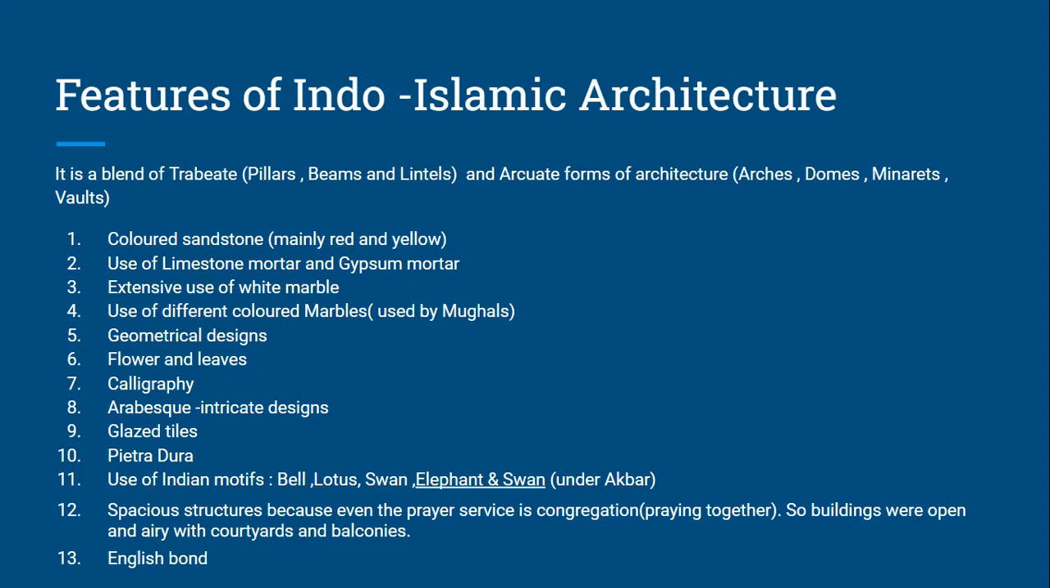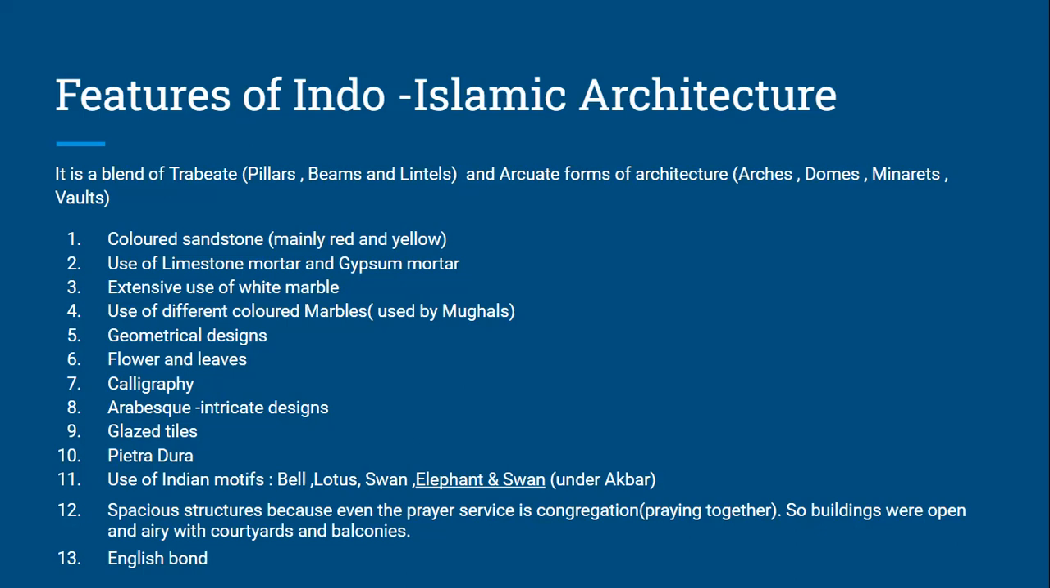Then one peculiarity of the Islamic architecture is spacious structures, because you know कि उनका जो prayer होता है, it's a congregation. नमाज जब पढ़ते हैं, it's a praying together, so they require a very spacious courtyard and all. So buildings are quite open, airy, with big courtyards and big balconies. And one more technique which is used in the Indo-Islamic architecture is English bond technique. Okay, so it's a technique of laying of the bricks, which we'll be understanding. So these are the features of the Indo-Islamic architecture.